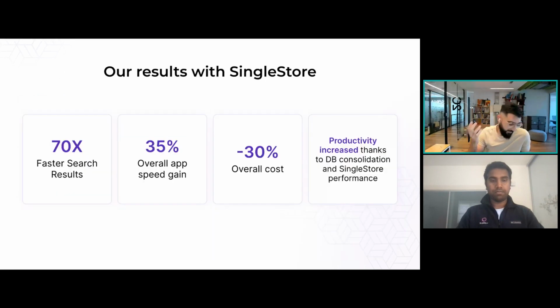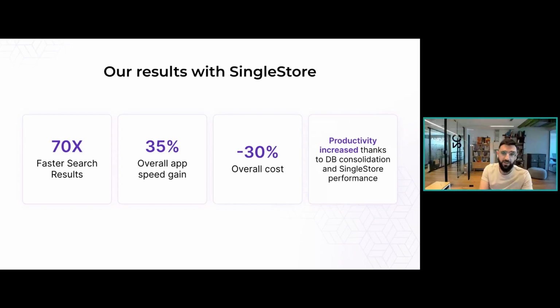And we basically had a lot of success with the migration and with our technology choice. Search results are, in some cases, 70 times faster. Overall, our app gained a speed up of 35%. Some pages are much faster, and some are a little bit faster, but 35% overall was incredible for us. We also saw a 30% overall cost of ownership decrease over all the databases that we were operating before.